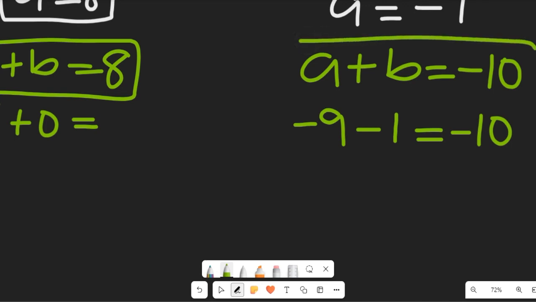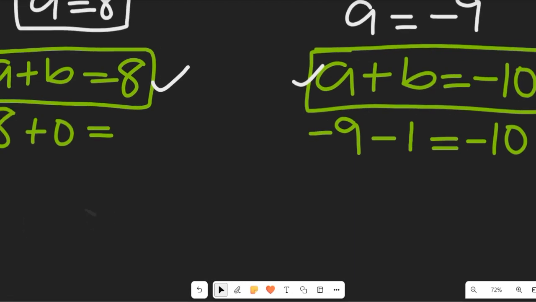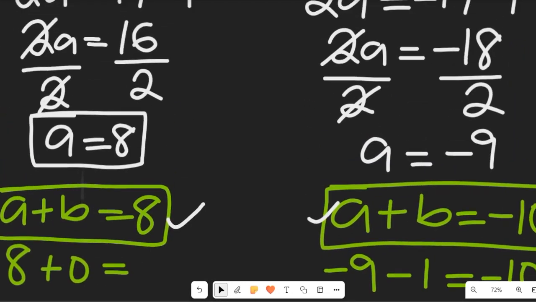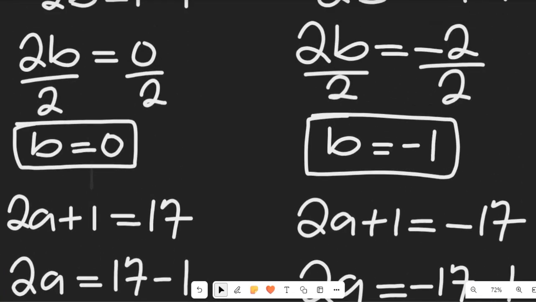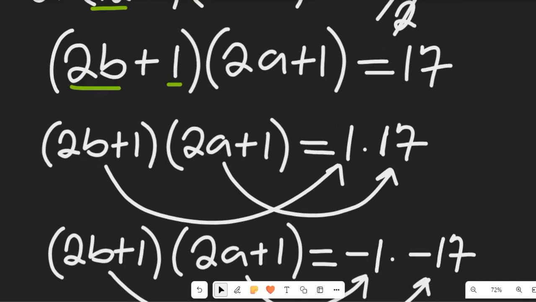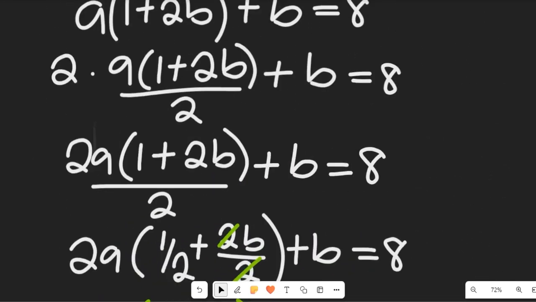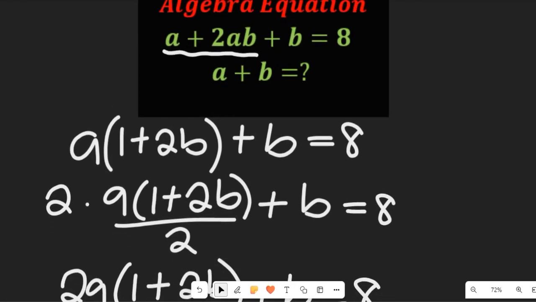So the value of a plus b gives us two solutions, and it's either negative 10 or positive 8. Those are the two solutions for a plus b. Now, this might seem strange, but I want us to check if our solution is absolutely right. I want us to check by inserting the value of a and b into that expression.